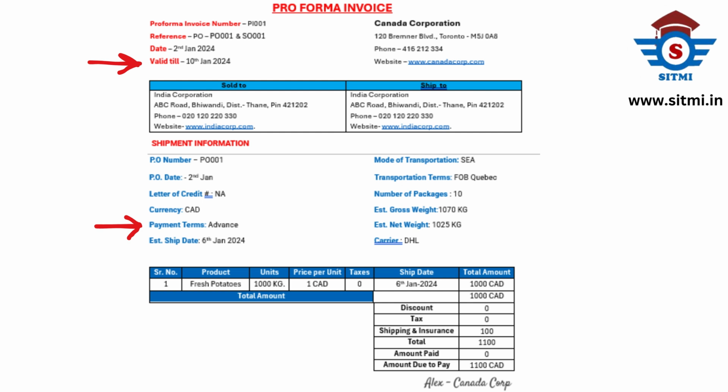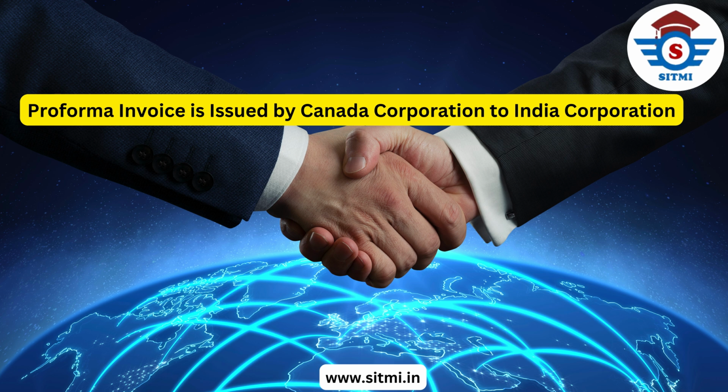Additionally, it helps the seller demonstrate their willingness to engage in the transaction and establish a basis for future invoicing and payment. So simply, we have seen here that the Proforma invoice is issued by Canada Corporation and it is issued to India Corporation.